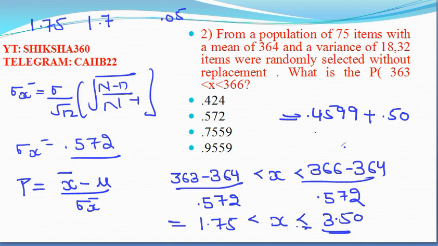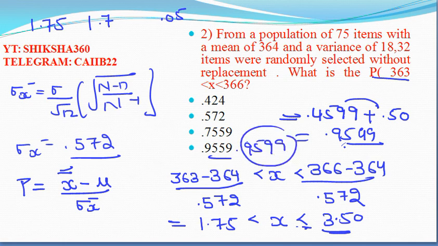We have to find the probability in this range, basically from this to this, so we have to add both. When we add, we get 0.9599. Little bit here, I misread it as 0.9559, so we have to change it to 0.9599. So this is our answer.